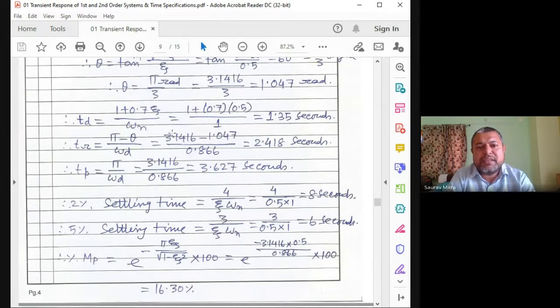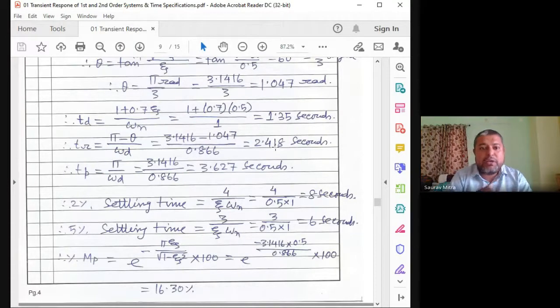So pi minus theta, theta is 60 degrees, that is 1.047 radian. Omega d is also in radian per second, 0.866 we have calculated. So TR comes to be 2.418. Delay time was 1.35, rise time will be a little greater than that. If you are having rise time less than delay time, it means you are on the wrong track.